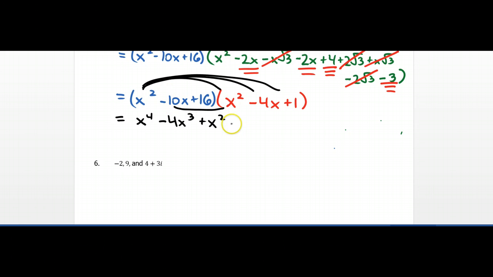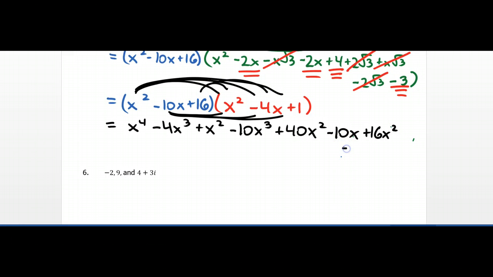Then distribute your negative 10x. We'll get negative 10x cubed plus 40x squared minus 10x. And then finally, plus 16x squared minus 64x. Remember how I said write small? And finally, plus 16. Okay, so one more time now, we're going to combine like terms here.